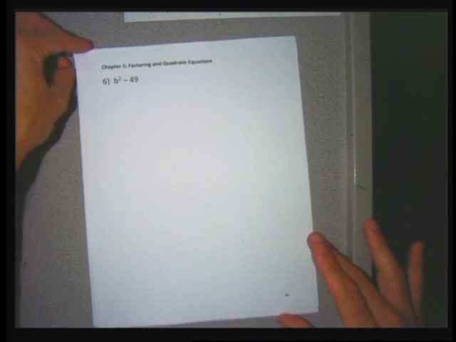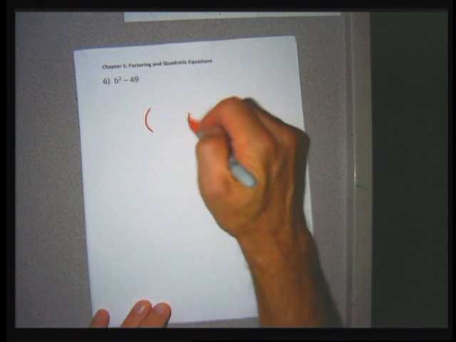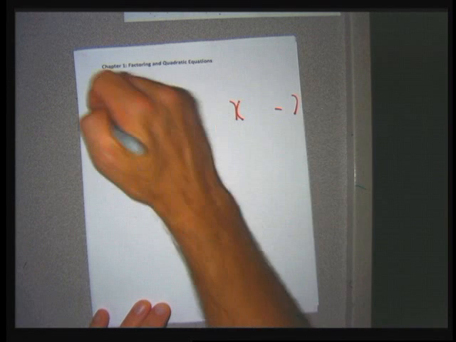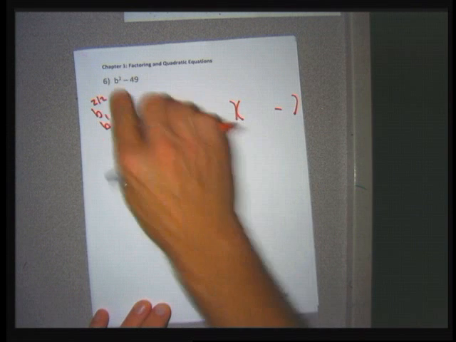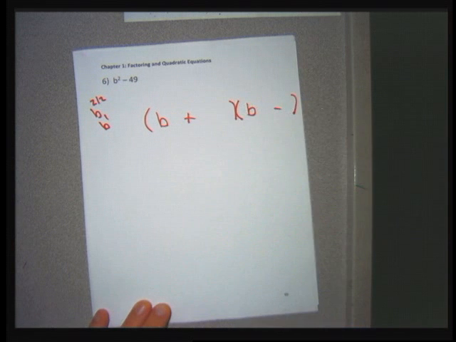When I look at 6, 6 has a lovely minus sign, so it's a difference of squares. Differences of squares all factor. I get two essentially identical parentheses, one with a plus sign, one with a minus sign. For the b, I'm going to divide its exponent by 2 and get b to the first power. Because b is written first, I'm going to get b to the first power as my firsts.